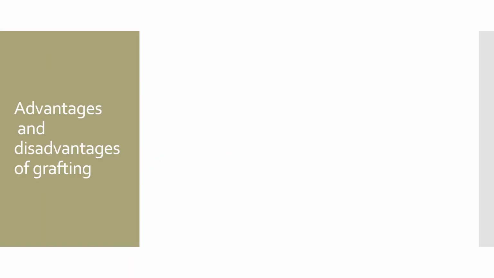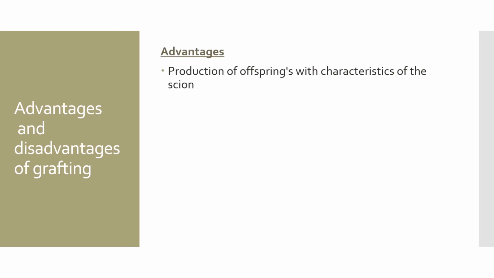Okay, now you know what grafting is and what methods we use in doing grafting. So now we will see what advantages and disadvantages we get by applying this artificial vegetative method. First we will see the advantages. By doing bud grafting or twig grafting, we can obtain a new plant with similar characteristics to the plant from which we obtained the scion, but not to the stock.